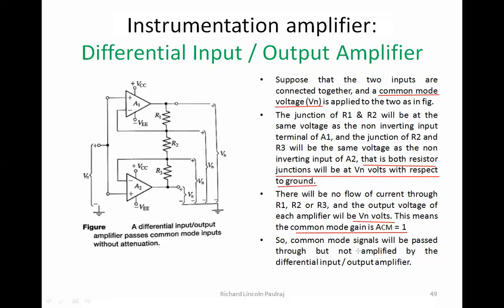So the common mode signals will be passed through but not amplified by the differential input output amplifier. Whatever potentials I have here are just passed, but there is no amplification at all. So we need this kind of setup where we just need to pass the input values across to the output. If we need some kind of amplification, then we can look at the previous configuration, right? So that is one difference you can see based on the common mode input.